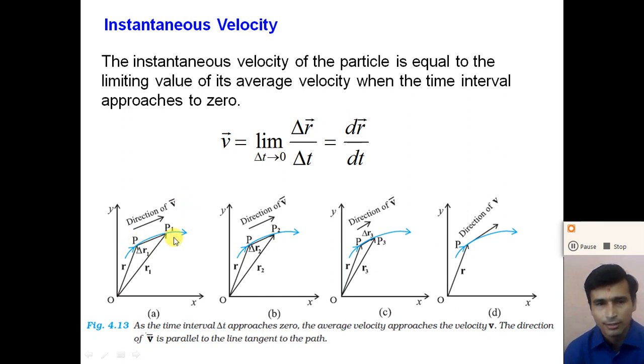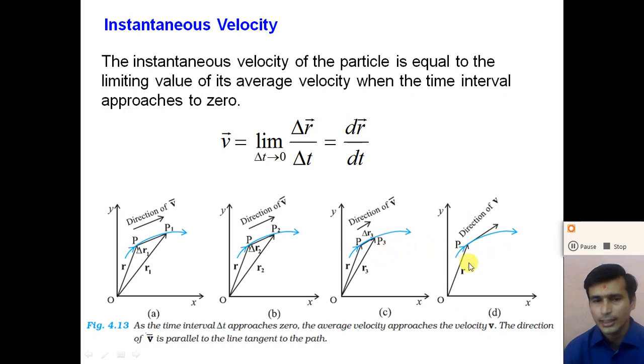So here the direction of the average velocity during a time interval delta t1 is the displacement vector delta r1, that is equal to vector P P1, and the direction of the average velocity is in the direction of the displacement vector. Now as we reduce the time interval delta t approaching 0, we take the point P2. So the direction of the velocity is in the direction of the vector P P2, right? Again if we reduce the time interval delta t, we get the point P3. So the direction of the average velocity is in the direction of delta r3.